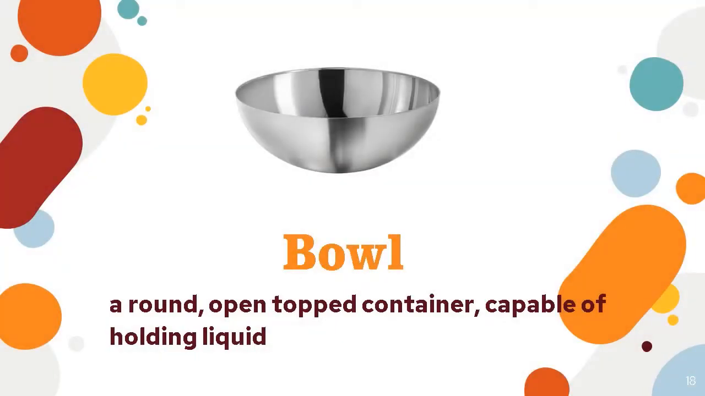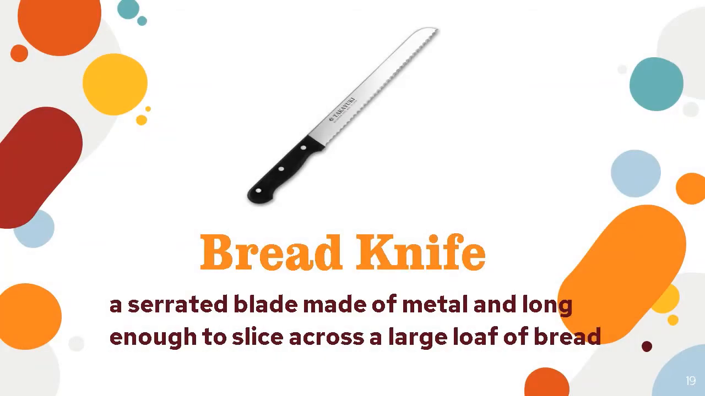One utensil that we are very familiar about is the bowl. A round, open-top container capable of holding liquid or other ingredients that is used for cooking. Next is bread knife. It is a serrated blade made of metal and long enough to slice across a large loaf of bread.